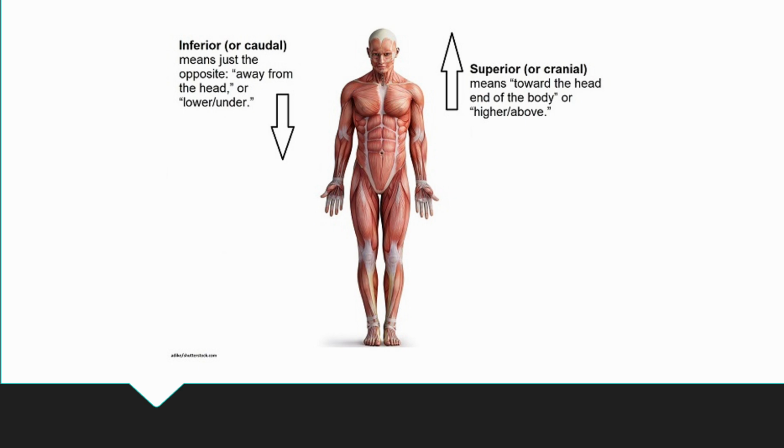Okay, so we have inferior and superior. Inferior, just like it means in everyday life, if something is inferior, it's less than or not as important or below. That's what it means in the body. Inferior means closer to the bottom or away from the head. Superior means the exact opposite. Closer to the top, closer to the head, higher than. So if I'm talking about parts of the body, I would say that the head is superior to the shoulders, or the feet are inferior to the ankles.